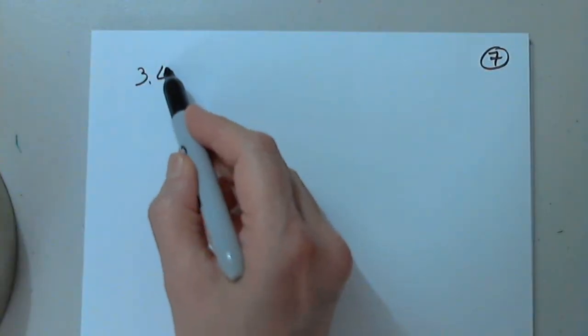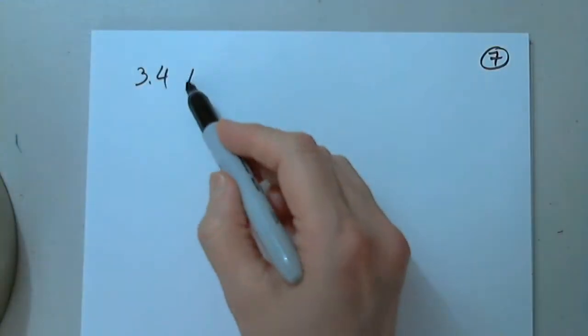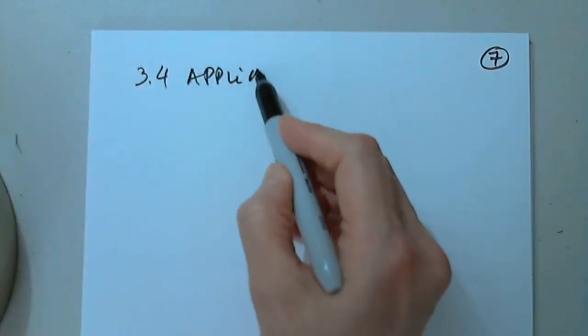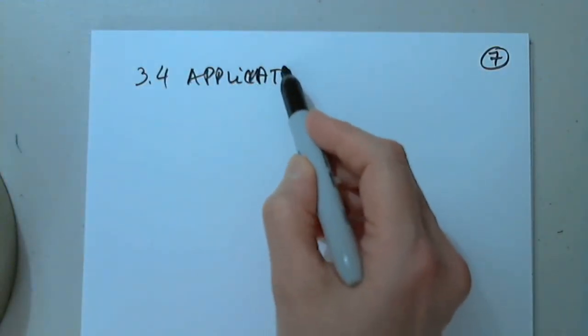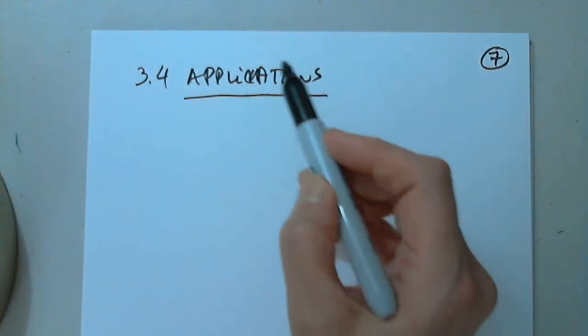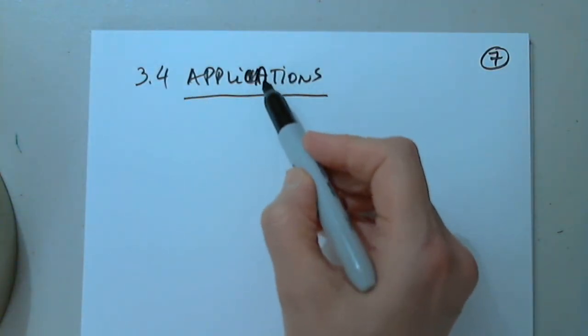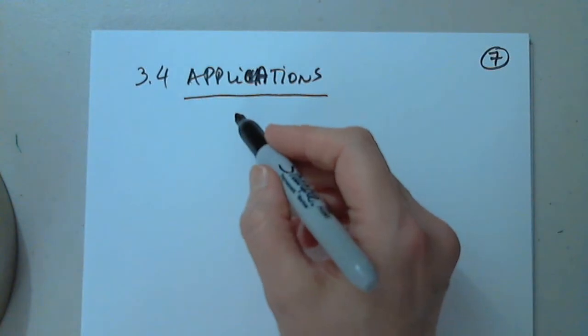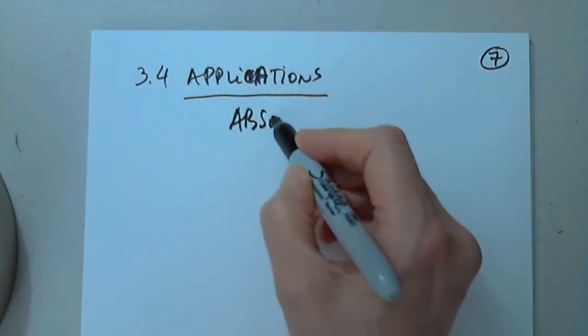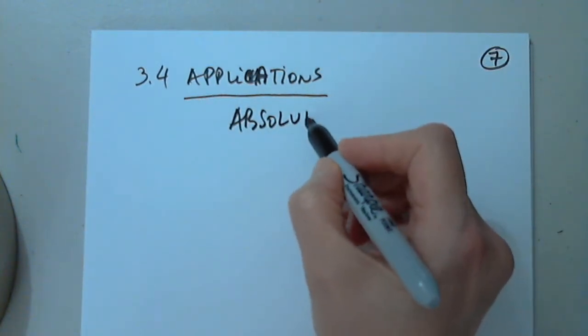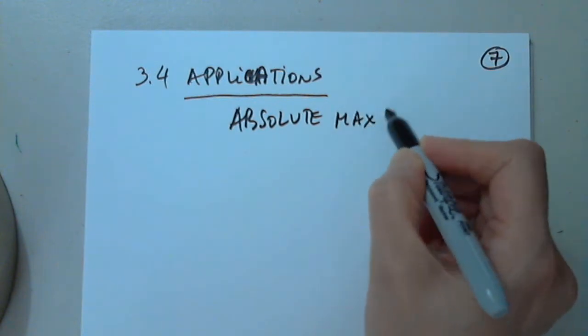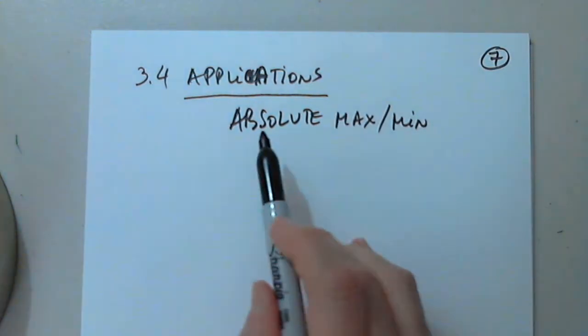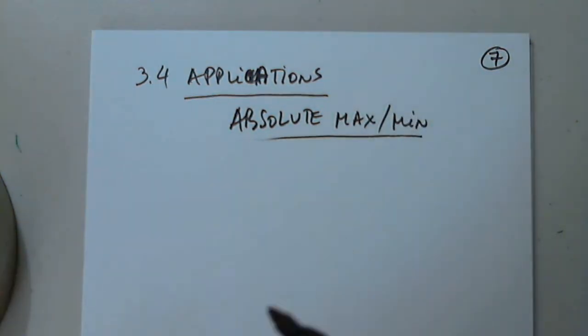Okay. So we're continuing with 3.4, which is applications. More applications. There is a C here and an A. And we are talking about absolute max-min. So what is absolute? Here's an example.